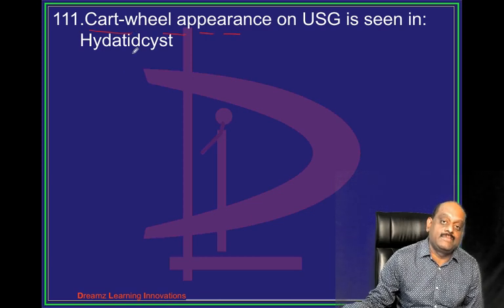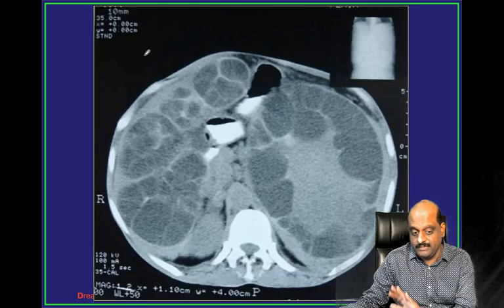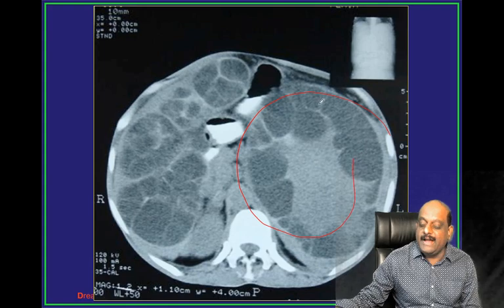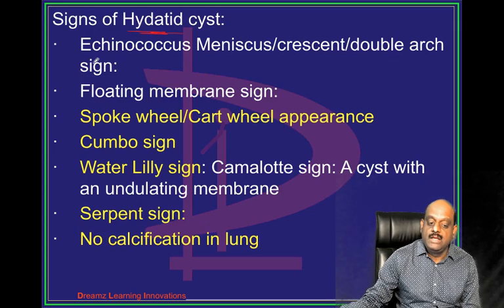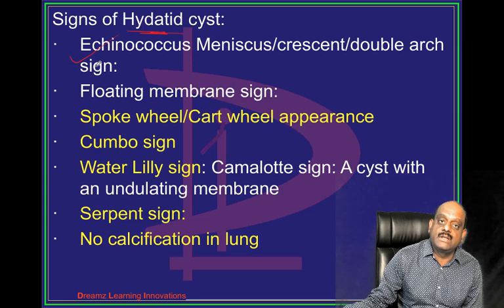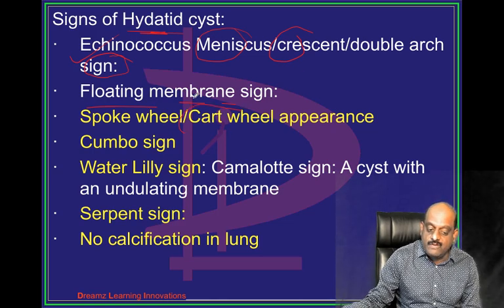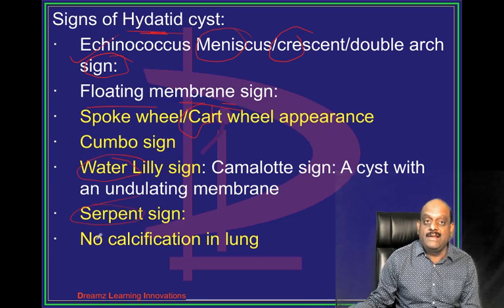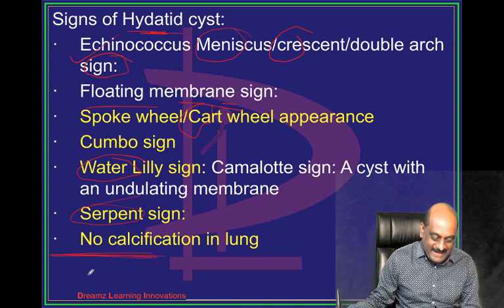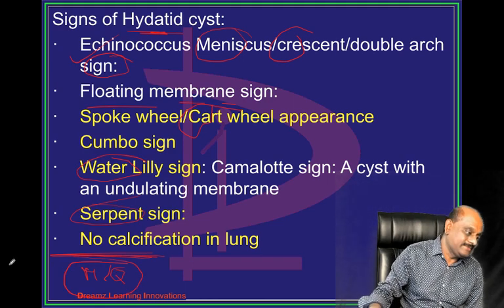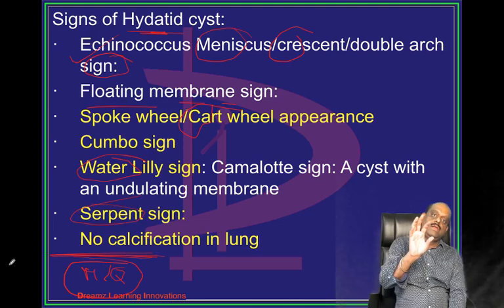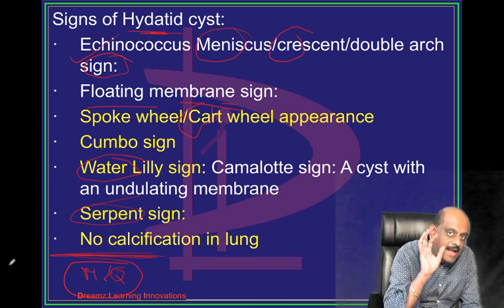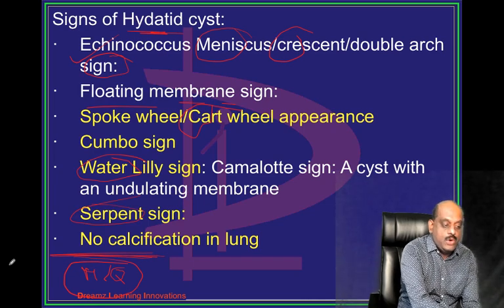Now, doctor, cartwheel appearance on ultrasound, where do you see it? In case of hydatid cyst, cartwheel appearance is a classical feature. What are the signs of hydatid cyst? Echinococcus leads to meniscus, crescent, double arch sign, floating membrane sign, cartwheel appearance, water lily sign, serpent sign, but no calcification in lung. Favorite MCQ, the examiner will surely ask tomorrow in the exam. Does hydatid cyst calcify in the lung? Your emphatically correct answer should be no, sir, no calcification in the lung.